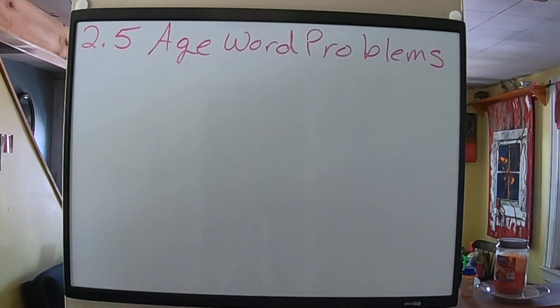And problem number 1 has to do with, today Selma is 5 times as old as Frank, but in 10 years she will be only 3 times as old.